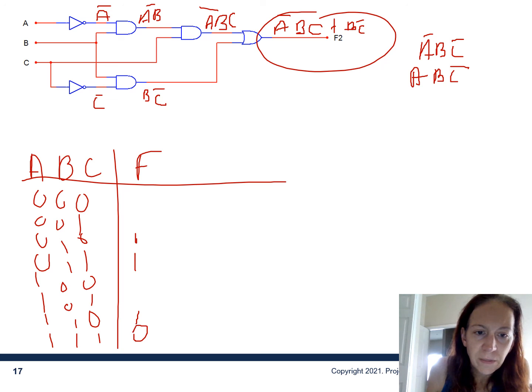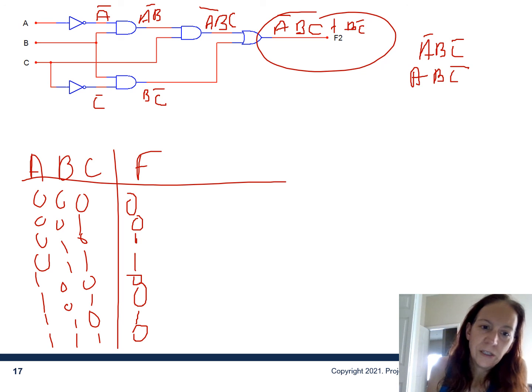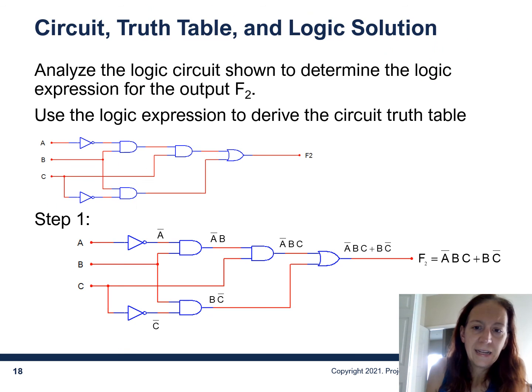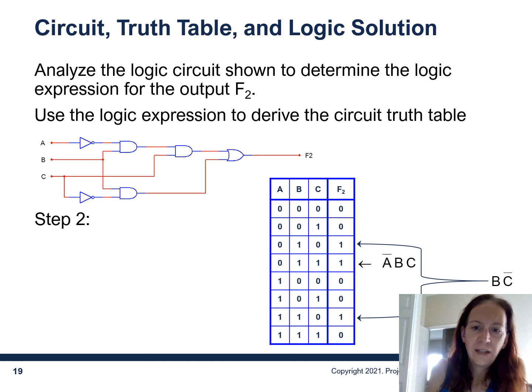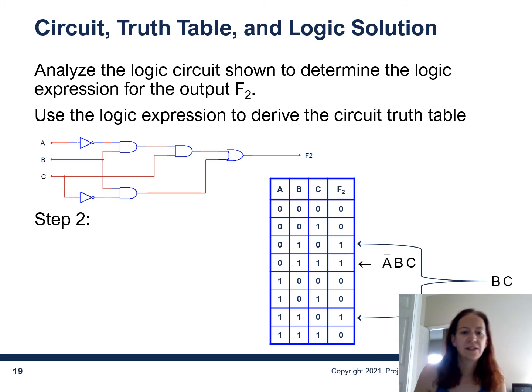And then it's going to be, I think there's another one in there. There we go. So the output should be 0, 0, 1, 1, 0, 0, 1, 0. Same problem as we did last time. And so there we go. A bar, B, C, and then B, C bar. And 0, 0, 1, 1, 0, 0, 1, 0. So same process, you end up in the same place.